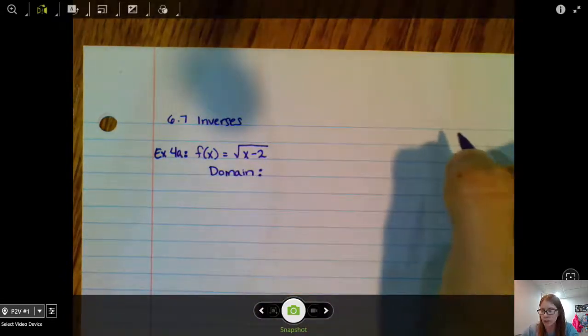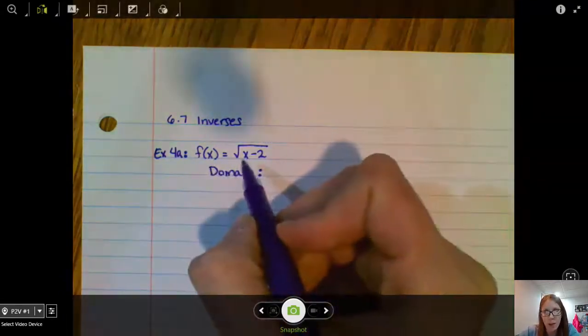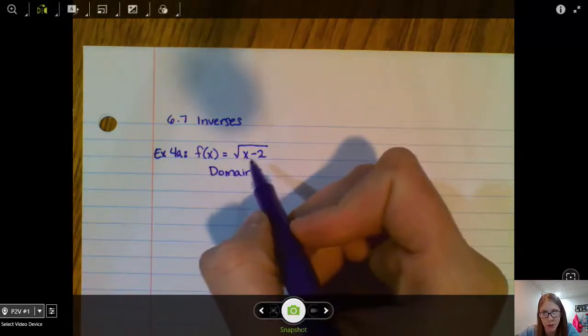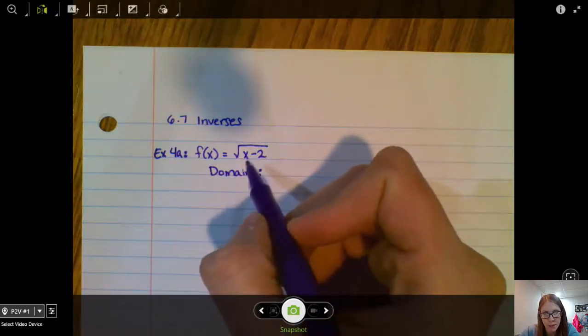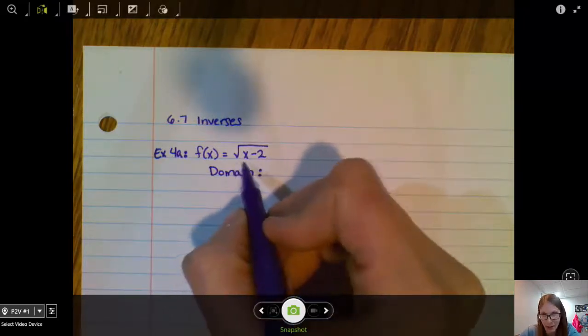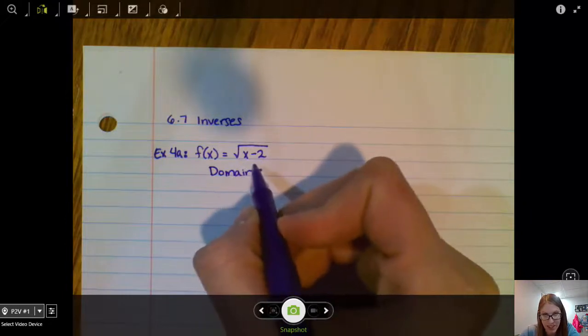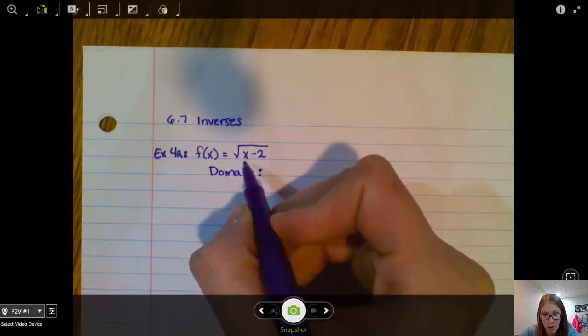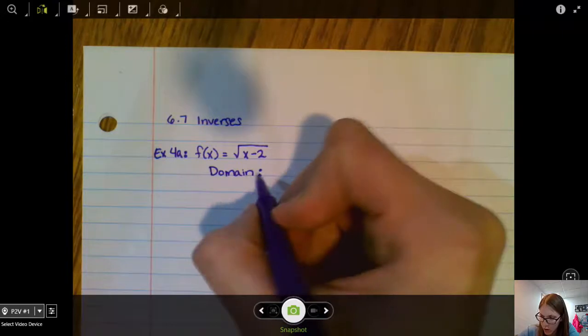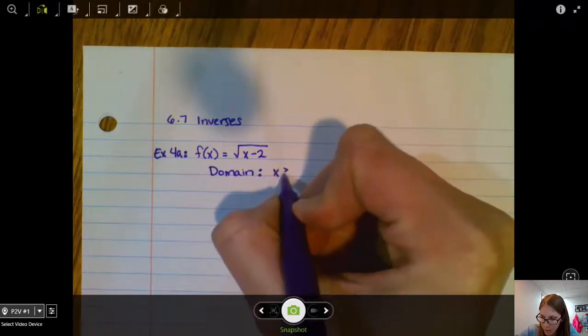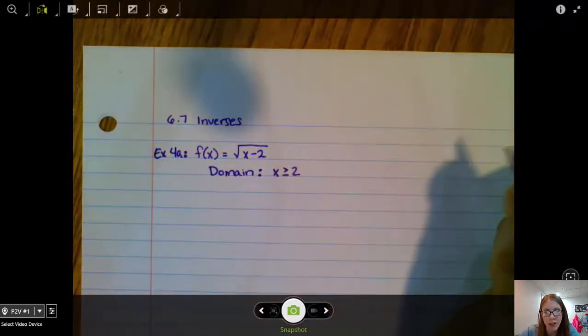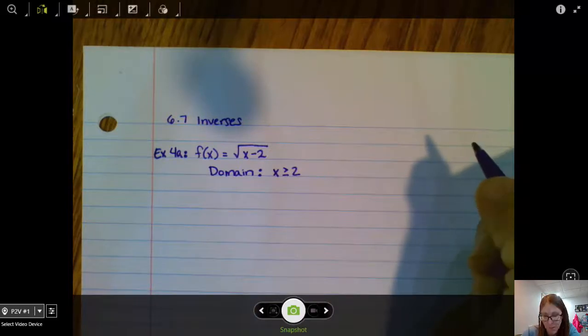So domain first. If I look at my equation, square root of x minus 2, is there a problem that could happen with a certain value of x? Okay, we can't have a negative number under the square root. So that tells me that x has to be more than 2, or it could equal 2. x greater than or equal to 2 would be my domain.